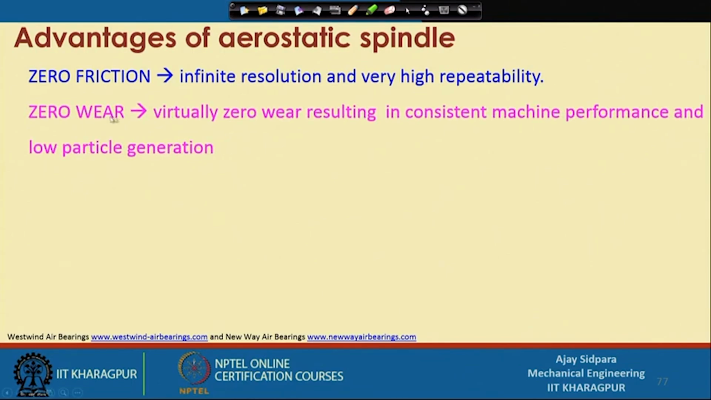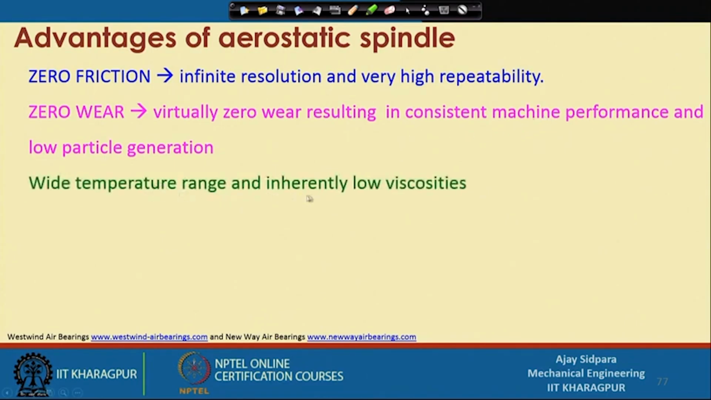Zero wear is a very big advantage, virtually zero wear, resulting in consistent machine performance and low particle generation. Because whenever there is physical contact, you always get wear of the surface which is softer compared to the other surface, and those particles will further accelerate the wear of the surfaces, and then you get inconsistent machine performance. But here we know there is virtually zero wear, so you are not getting a variation in machine performance, and that is the advantage.